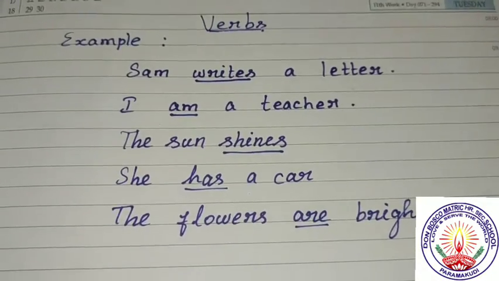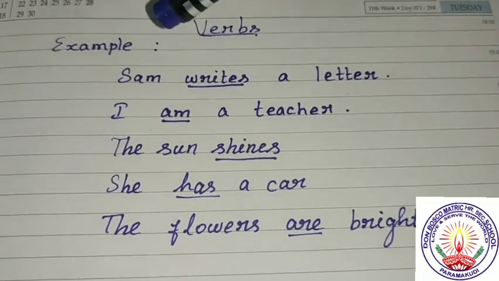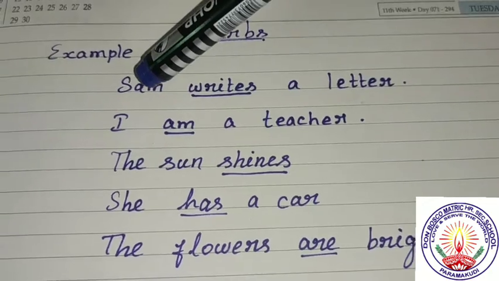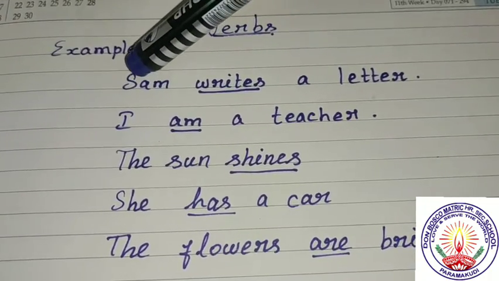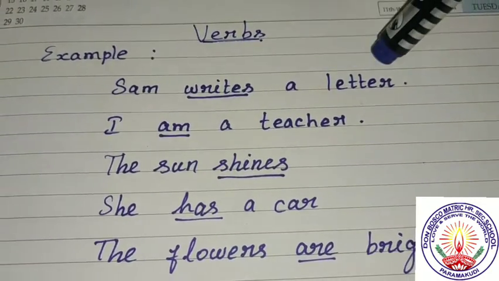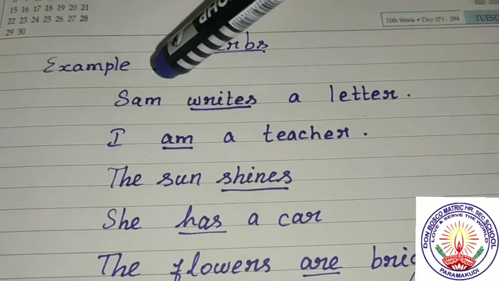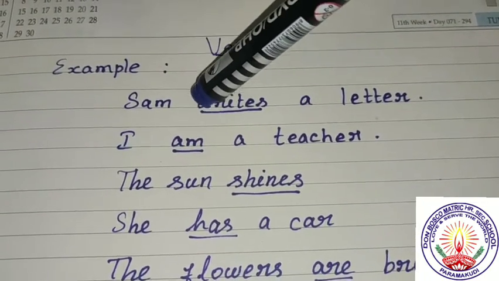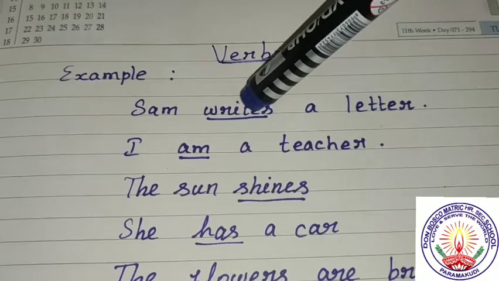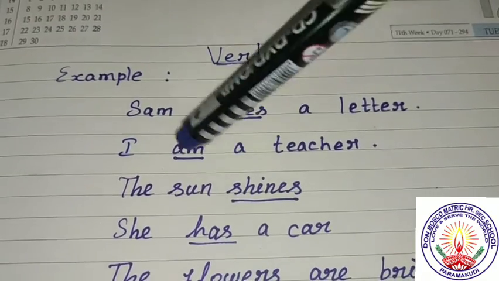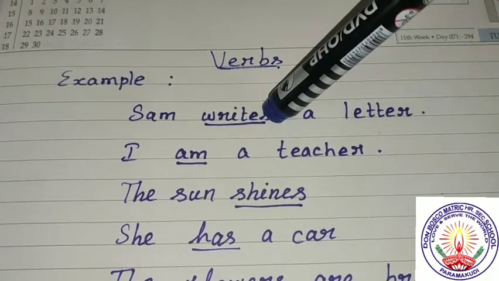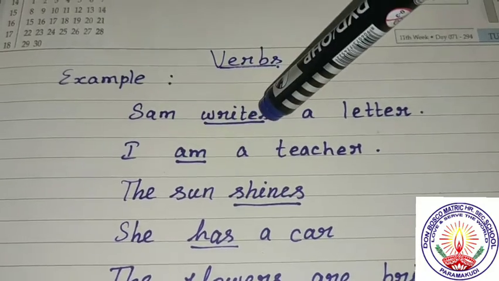So here are some examples of verbs. Here are some sentences I have given you. Find out the verbs. Sam writes a letter. Here, which is the verb? Writes, because it denotes the action. So here writes is the action word, so it is called a verb.